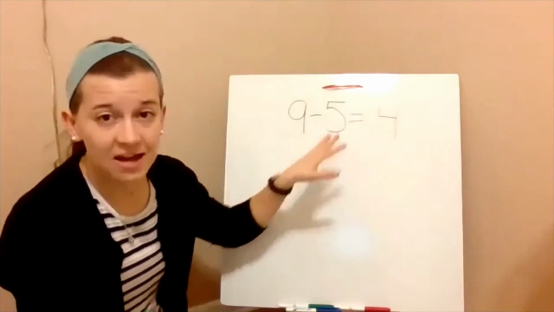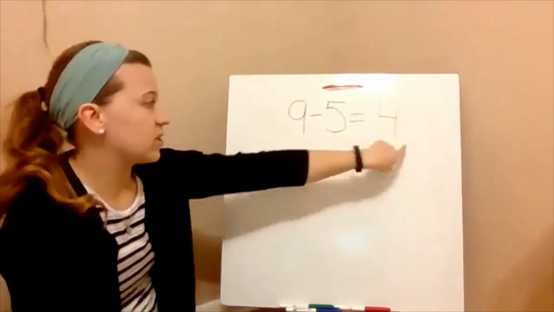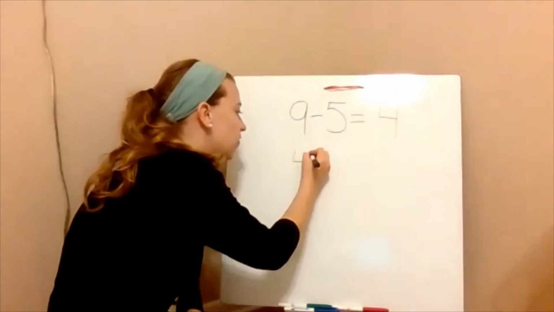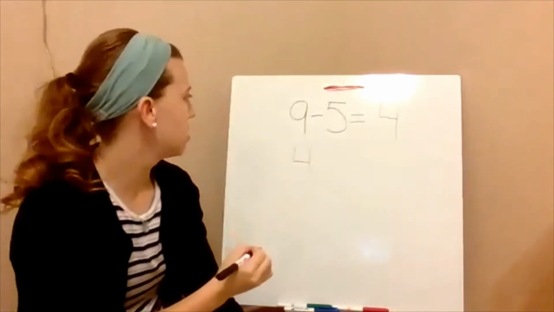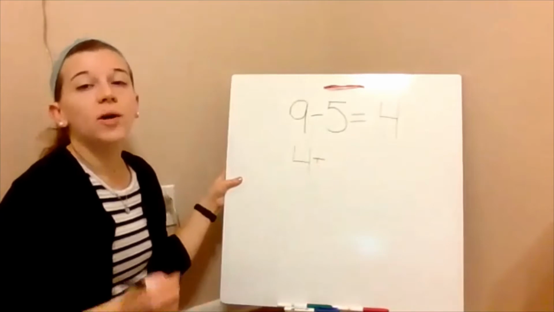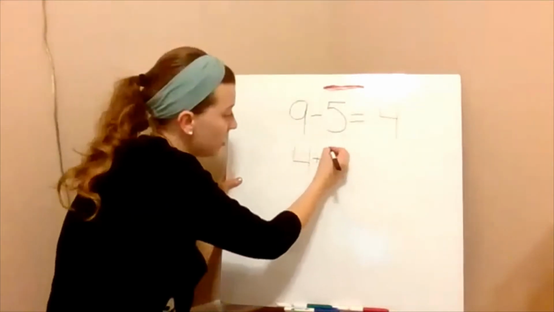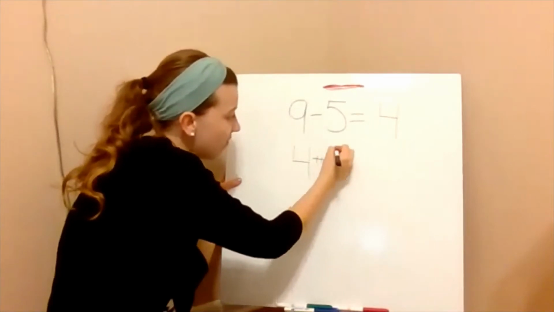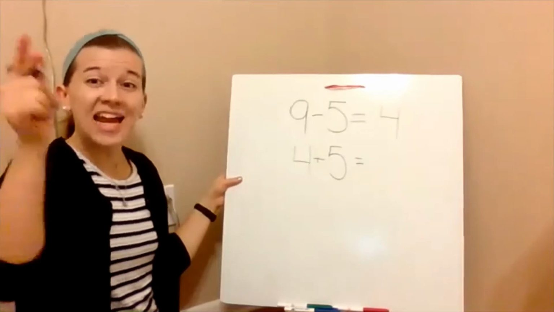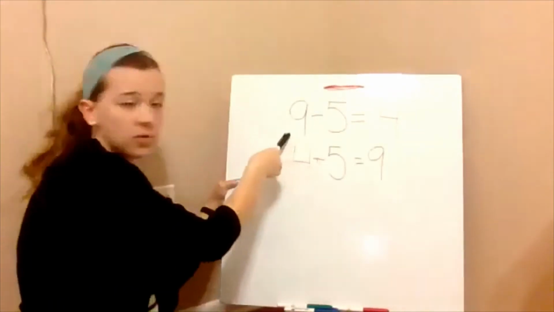Remember when we checked by adding last time, we went backwards, right? Instead of starting here, we started from here. So we're going to put 4 at the front. So it'll be 4 plus 5, the plus stays in the middle. 4 plus 5 equals what number? 9. Very good.